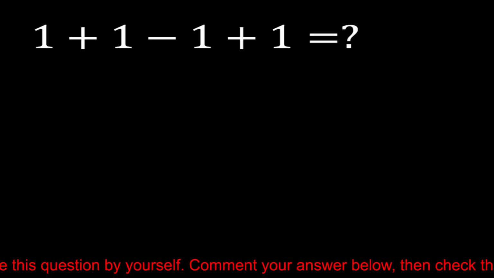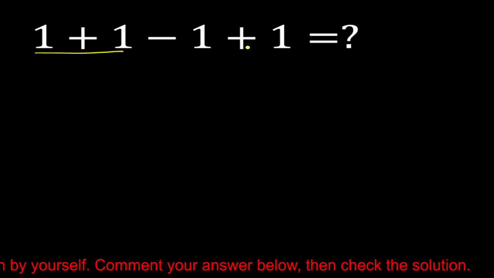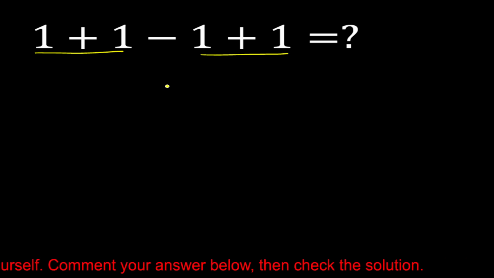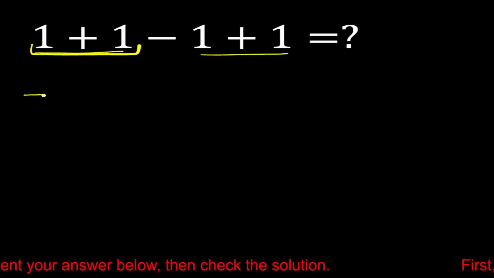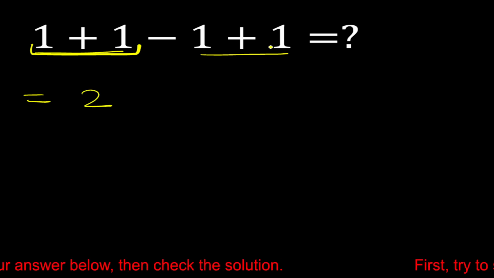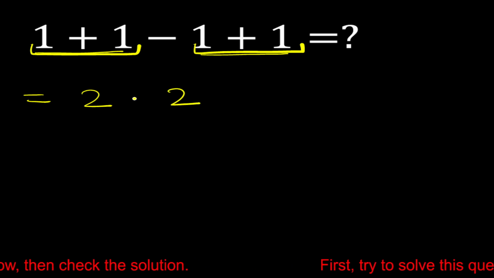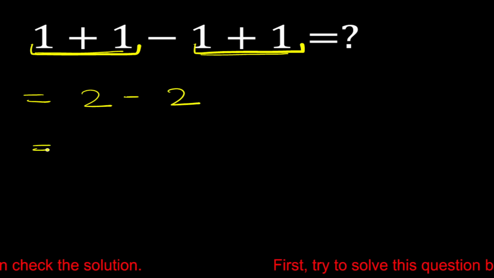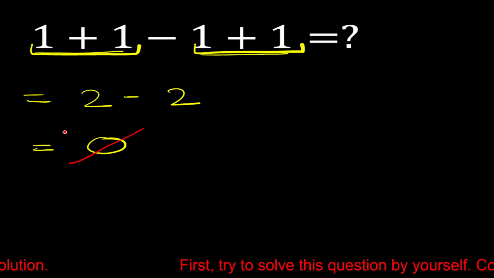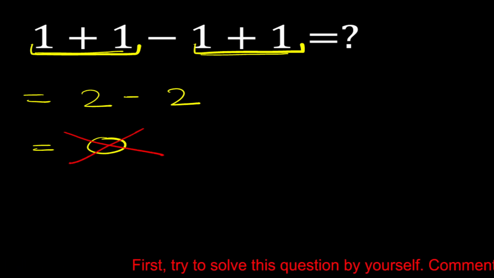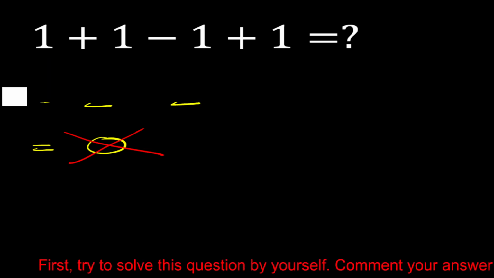So here we have a question: 1 plus 1 minus 1 plus 1. Most people solve this question like this: 1 plus 1 is equal to 2. Then again 1 plus 1 is equal to 2. Now 2 minus 2 is equal to 0. But this answer is not correct. This answer is completely wrong. So now let's solve this problem correctly by using the PEMDAS rule.